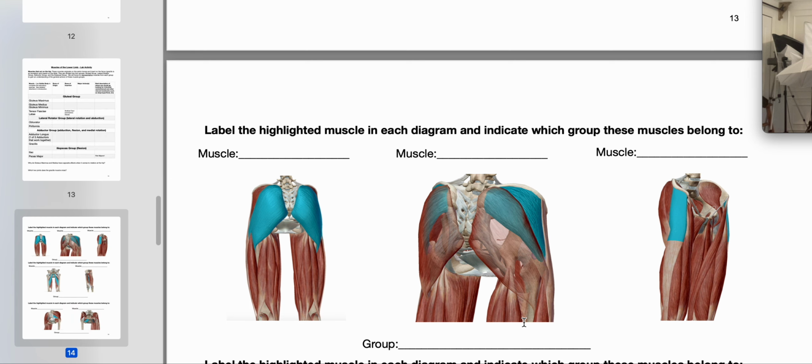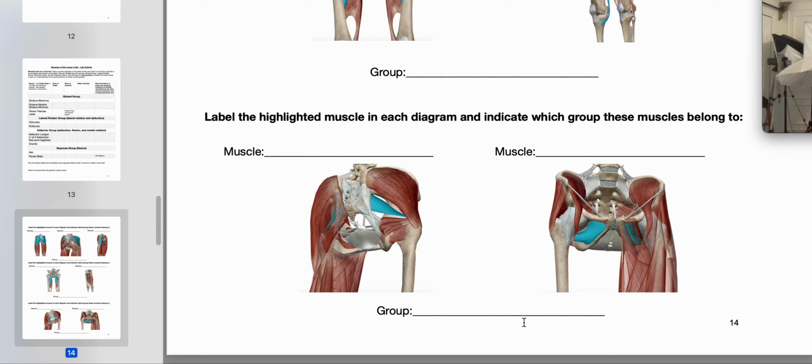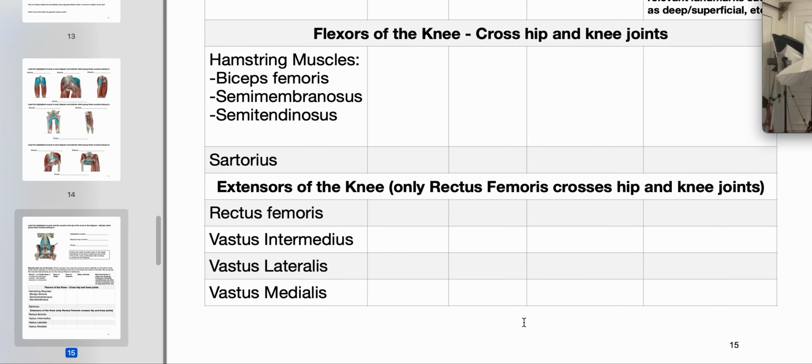And then I give you some opportunities to identify those same muscles in images, and you can work through those. Again, use Visible Body. This is not a test. You're supposed to be taking the information from a reference and applying it here. And it will work you down into the flexors and extensors of the knee.